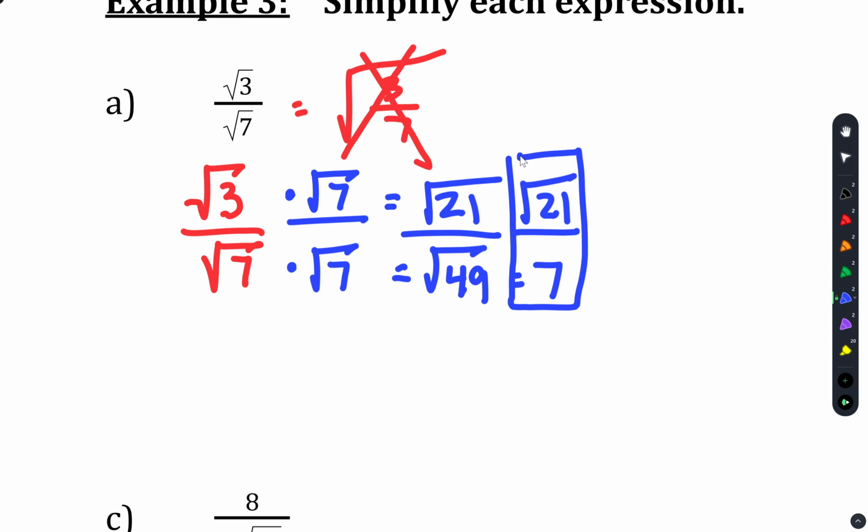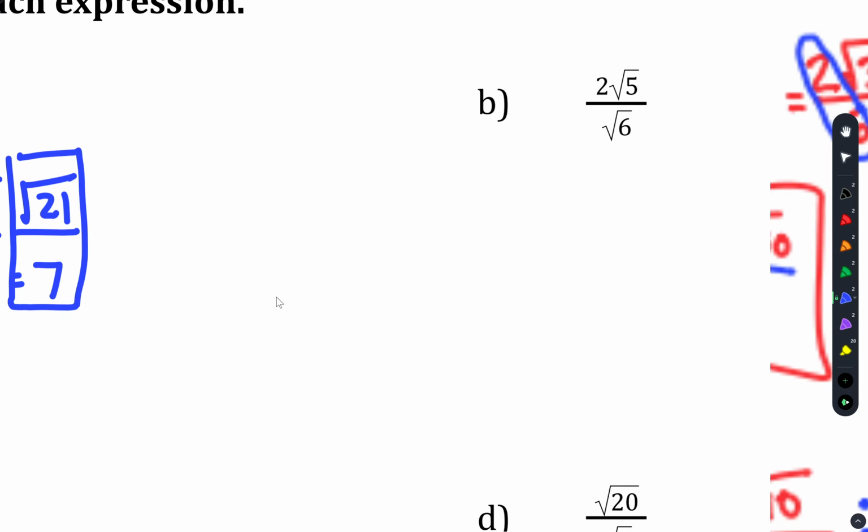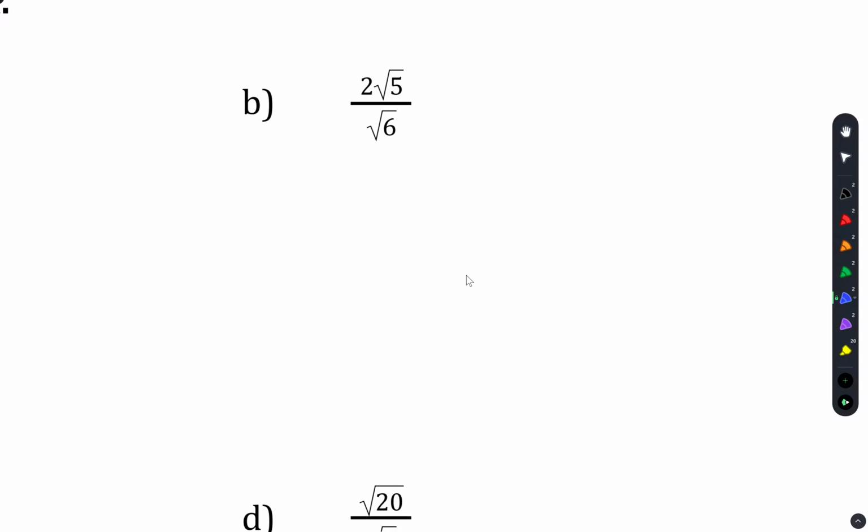Any questions on that right now? Okay, we're going to do some more. Take a look at B. Currently, as it stands, the insides of these radicals, the 5 over the 6, cannot be simplified at all. 5 over 6 does not simplify down any further. So I need to rationalize.